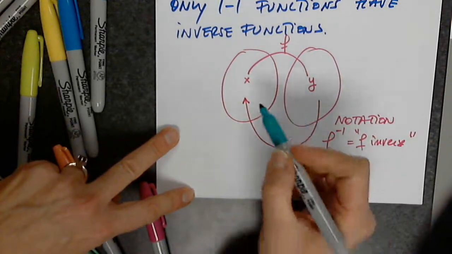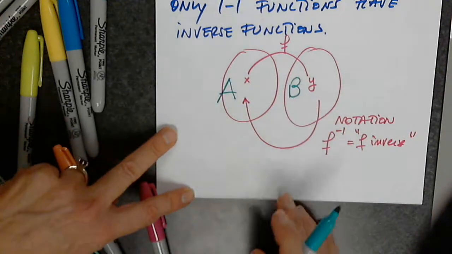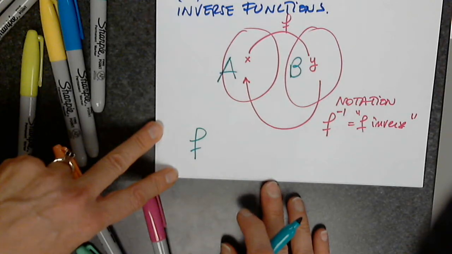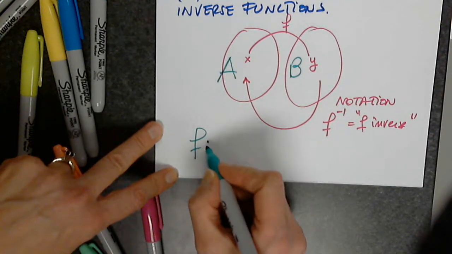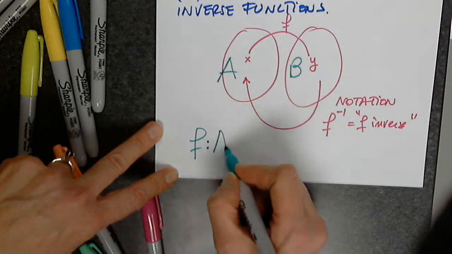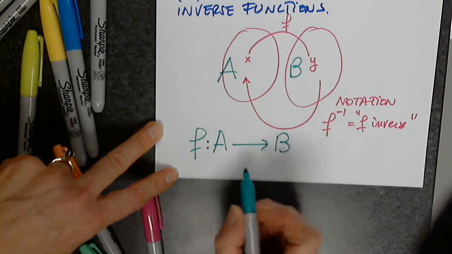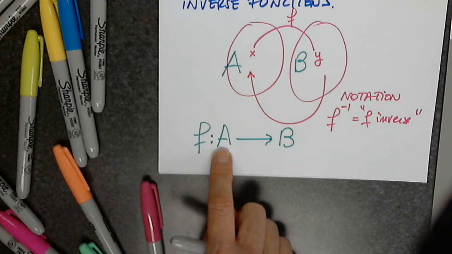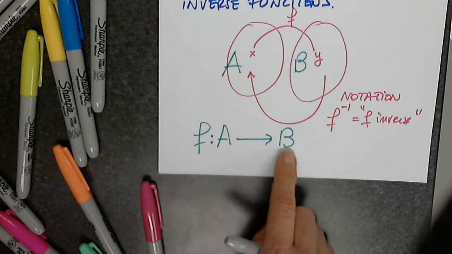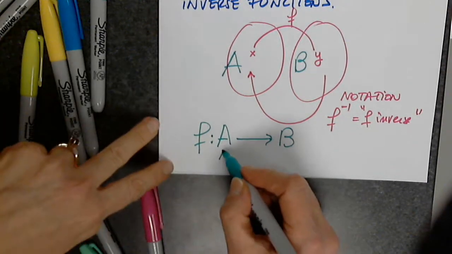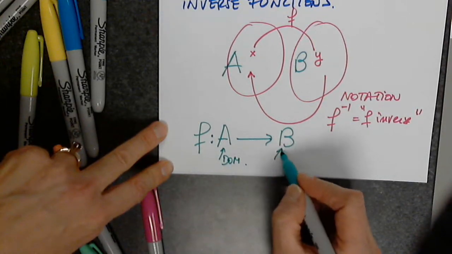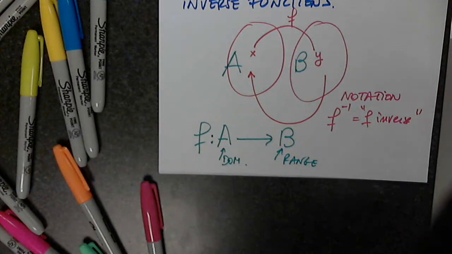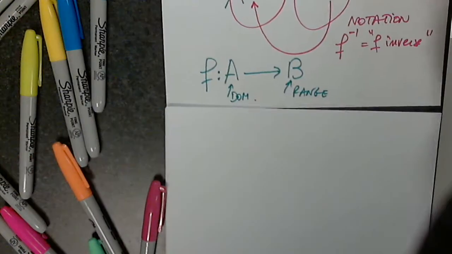So if this is set A and this is set B, and let's say this is a mathematical way of writing domain and range. f colon A to B means f is defined on set A, taking values in set B. In other words, this is the shortcut: f is defined on A, A being the domain, taking its values in B, B being the range. So this is domain and this is the range. Although we don't know anything about the inverse function, can anyone give us the domain and range of the inverse function?